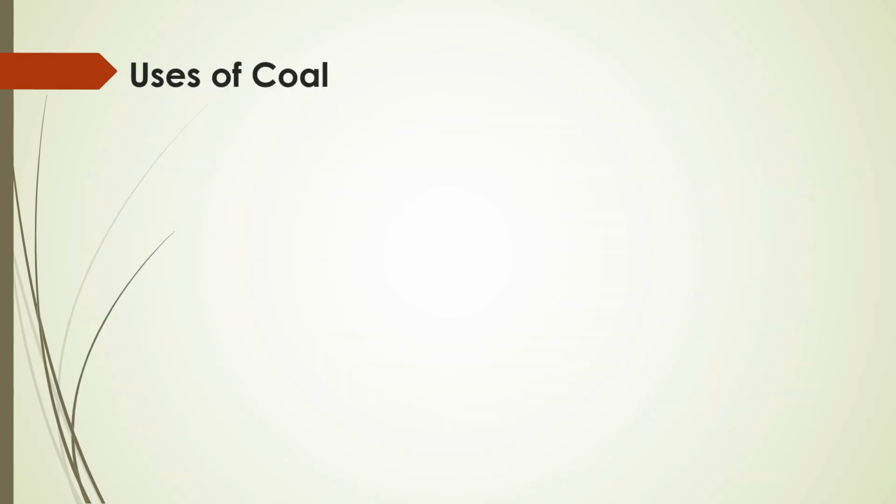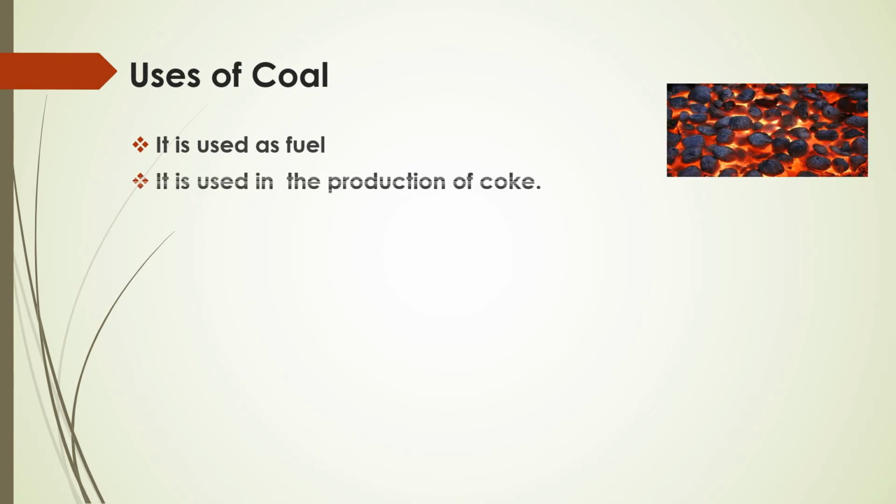Let us see some uses of coal also. It is used as a fuel. Most of the amorphous forms of carbon are used as fuel. They burn releasing a huge amount of energy. It is used in the production of coke. When coal is burned, the residue which is left is coke, and the process which we normally follow is destructive distillation. It is used in the generation of electricity.